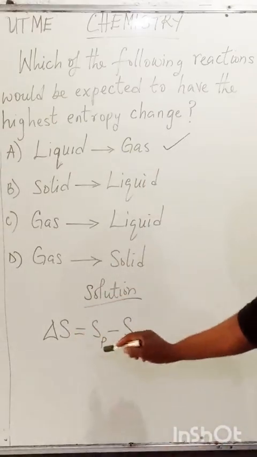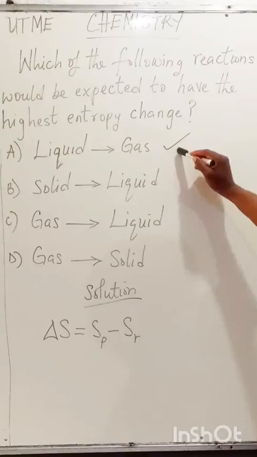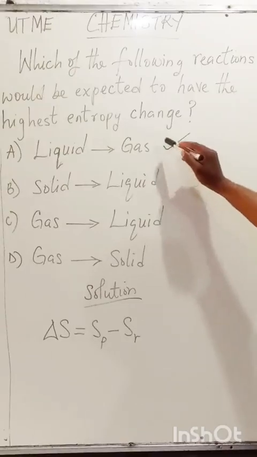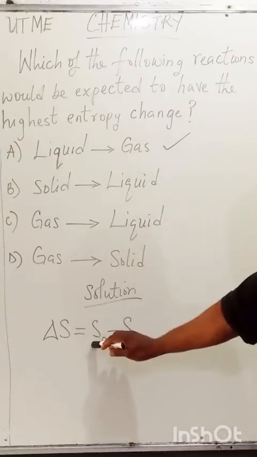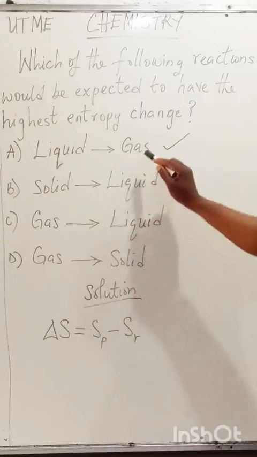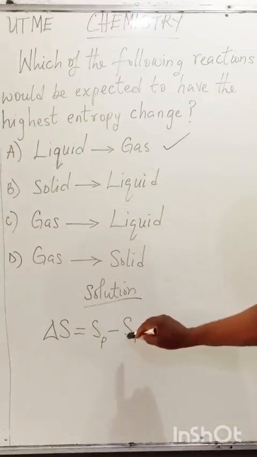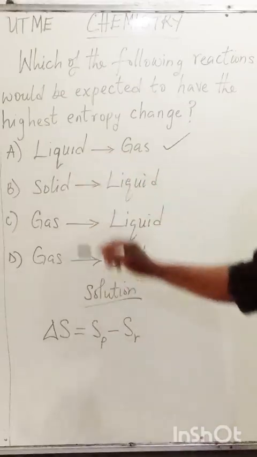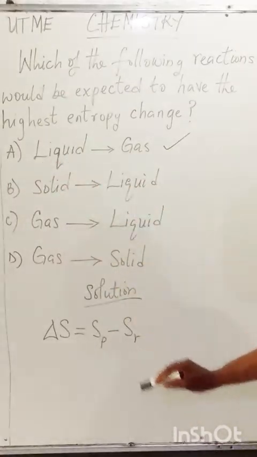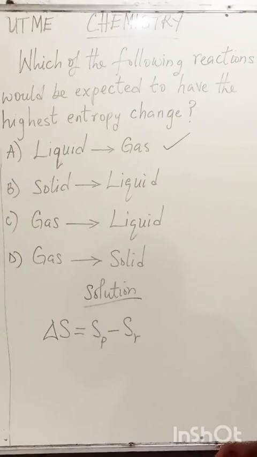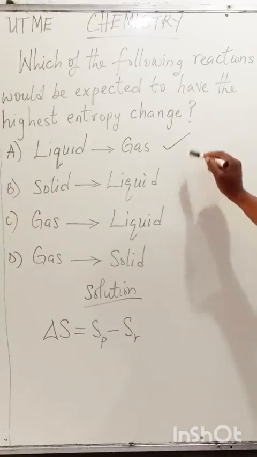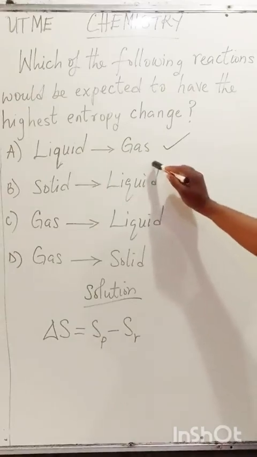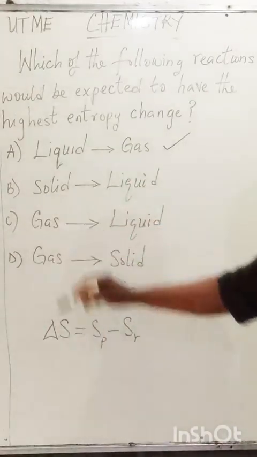And remember, the problem says we're expecting to have the highest entropy change, delta S. So delta S is going to be very high here. How do we know? Gas particles have very high entropy, so S of products is going to be very high here, minus S of reactants, which is for liquids that have average entropy. So the delta S is going to be very high here, higher than in this case, where we have liquids minus the entropy of solids.